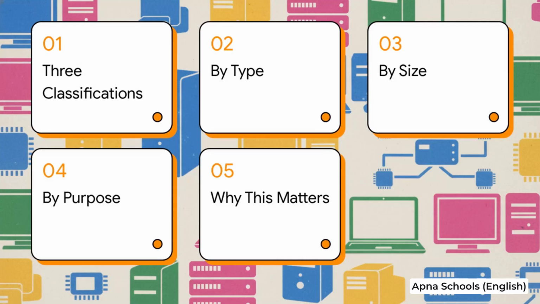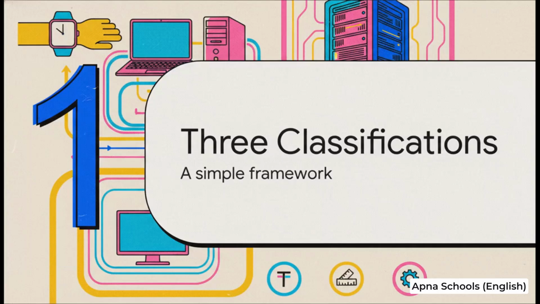So here's what we're going to cover. We'll start with the three main ways to classify any computer. Then we'll dig into each one: what type it is, how big it is or its size, and what it's built for, its purpose. And then we'll wrap up with why knowing this stuff is actually pretty useful. Okay, so let's get into it.